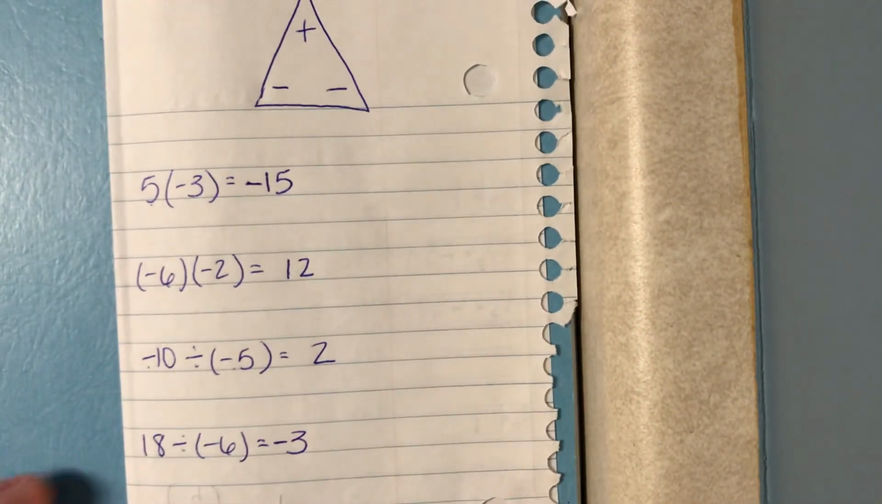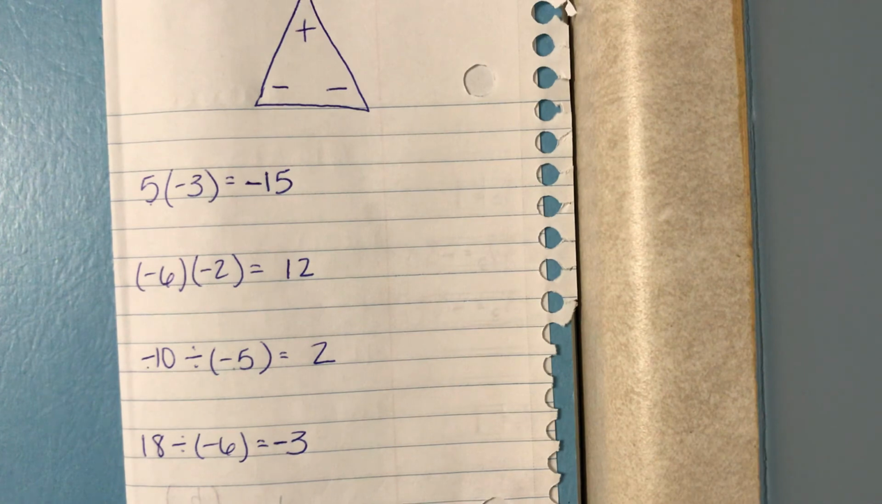If you don't want to use the triangle, that's totally fine. It's just kind of there as a resource in case you forget about your signs. Basically, a positive and a negative are going to get a negative answer. Two negatives are going to get a positive answer. Okay, so use the triangle. That's helpful. Otherwise, you can go ahead and get started on your practice.